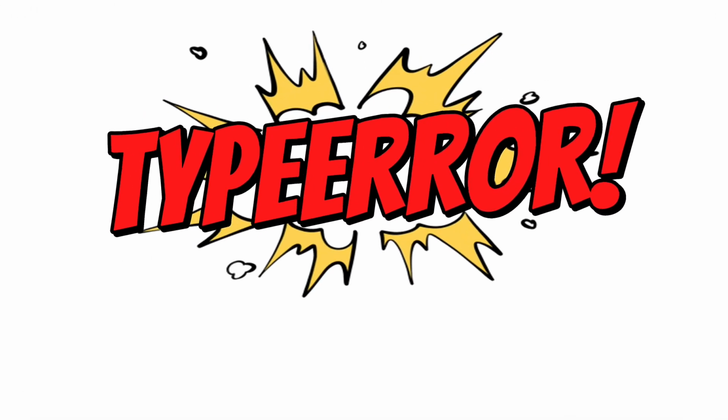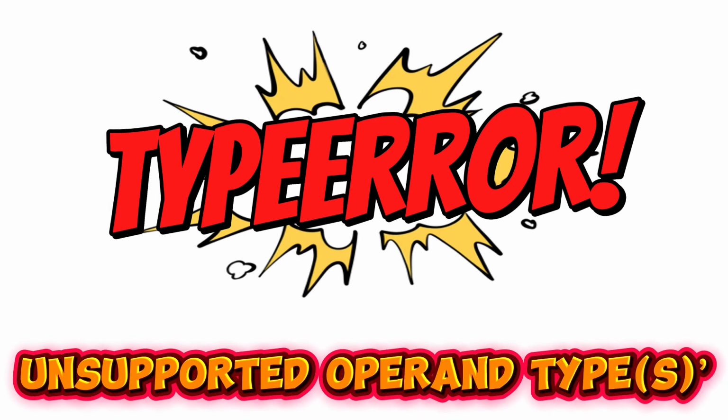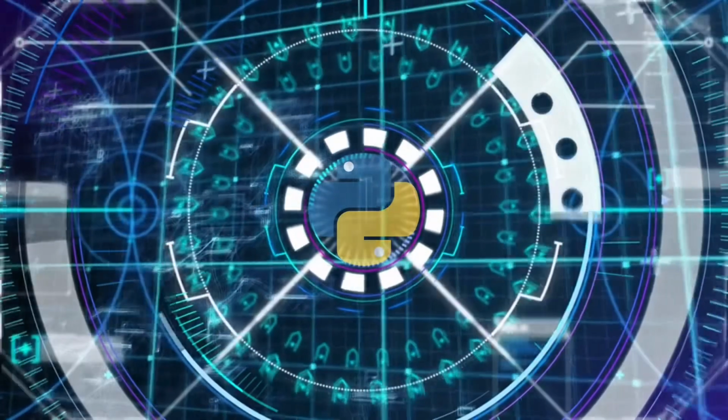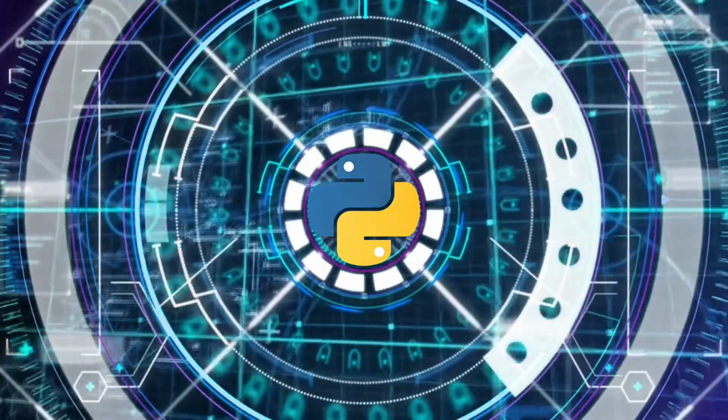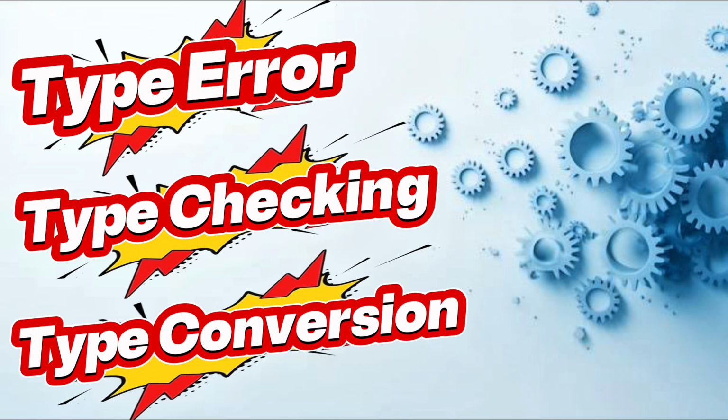If your code keeps yelling "TypeError: unsupported operand types," it is not broken, you are. Because your code is not being mean, it is just being logical. And if you don't understand type errors, type checking, and type conversion, your program might just keep throwing error messages.